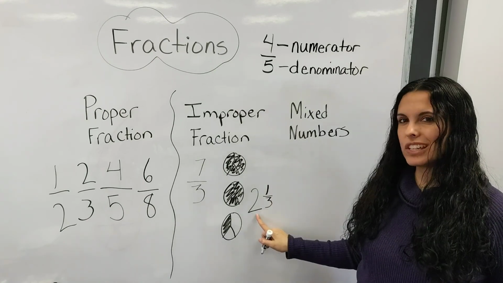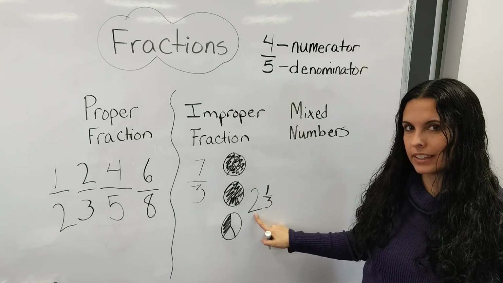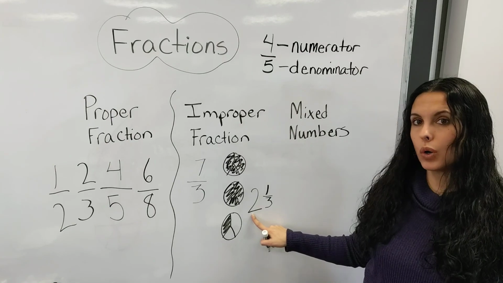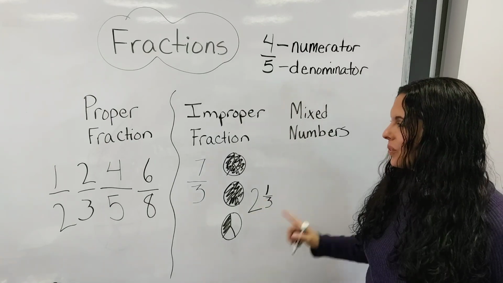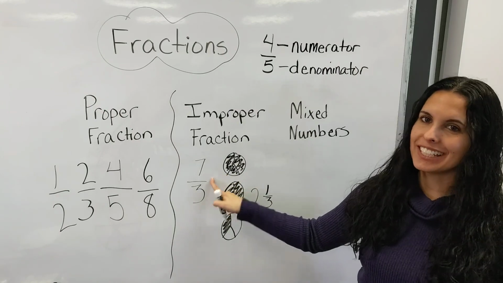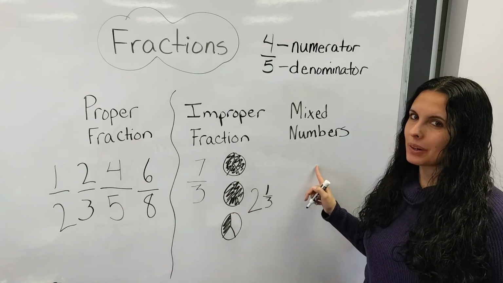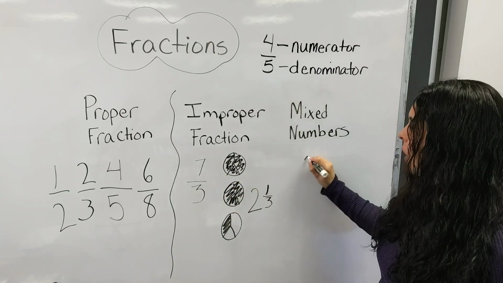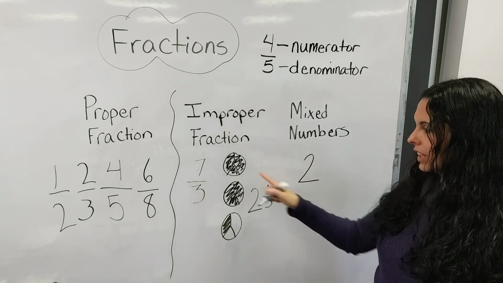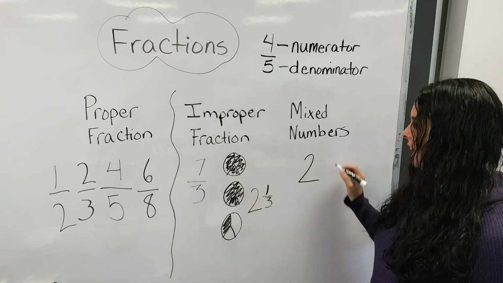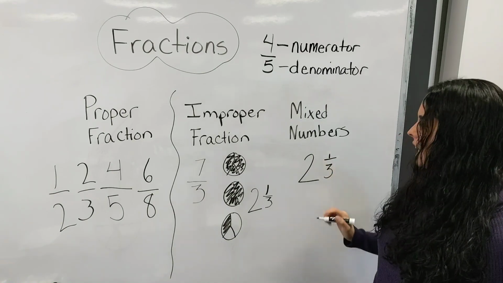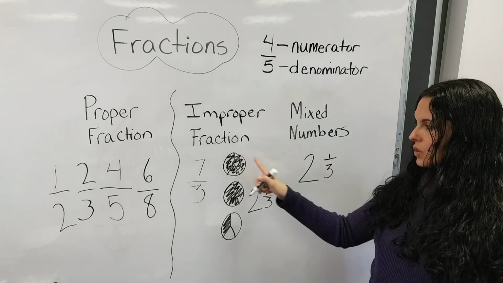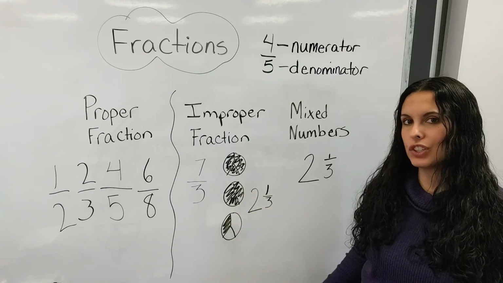Okay, so notice I drew this 2 awfully big. That's because this is 2 wholes. That shows my mixed number. So we turned an improper fraction into a mixed number. A mixed number is a whole number, 2 wholes, and a regular proper fraction. Okay? Now if I were to draw this, this is what 2 wholes and 1/3 would look like.